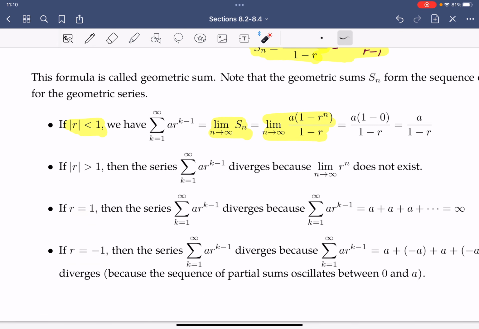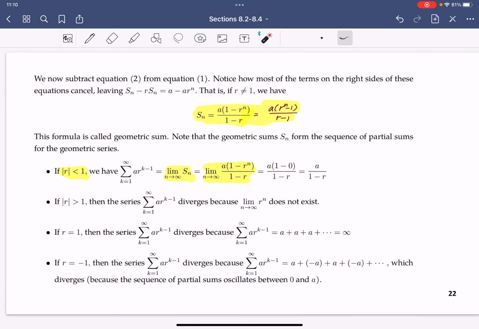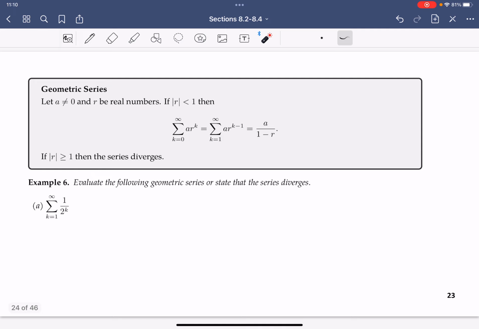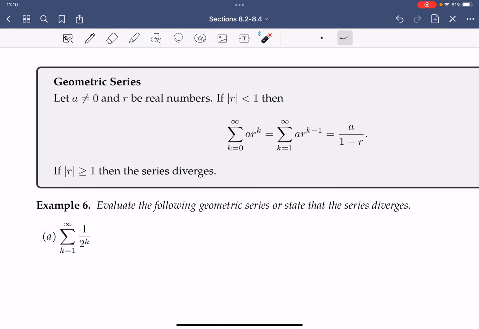all divergent. So to sum up for the geometric series, the only case that is convergent is when absolute r is less than 1. This is the easiest series that you can have, the geometric series. So this is a summary of the geometric series.